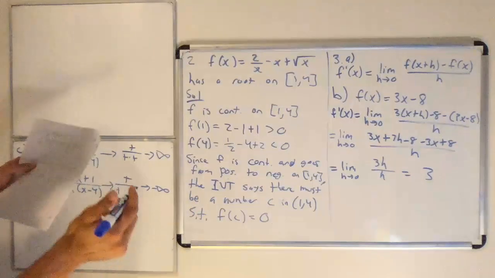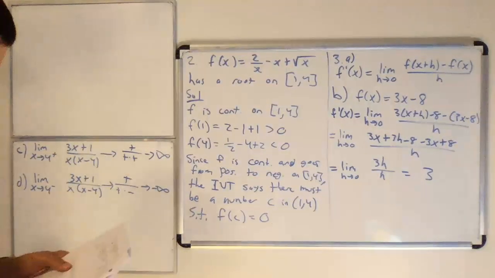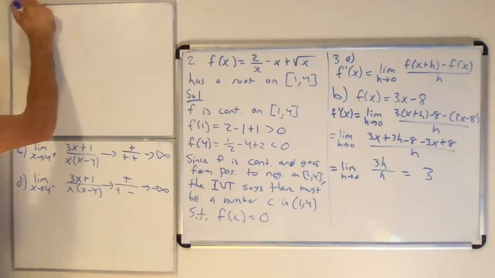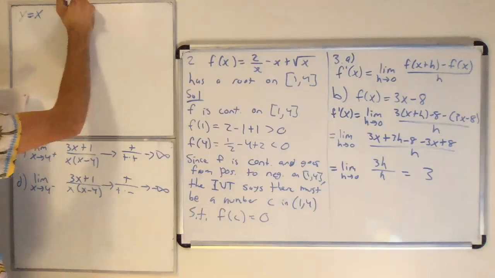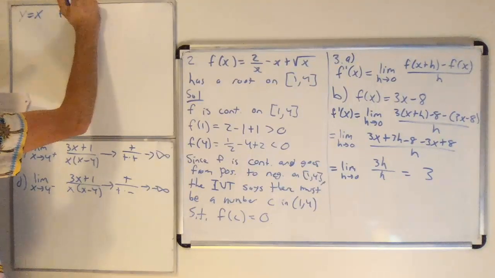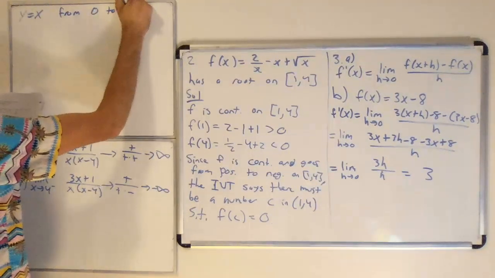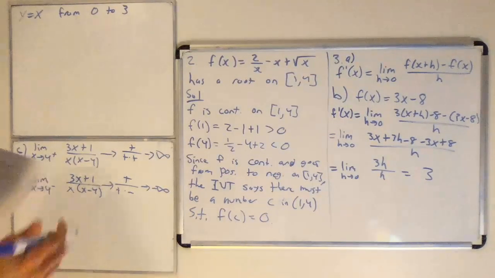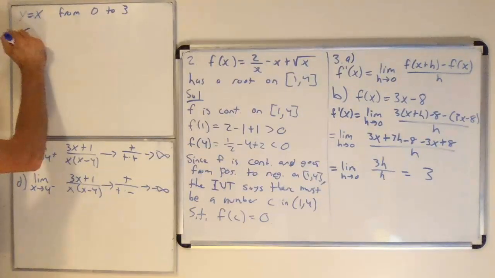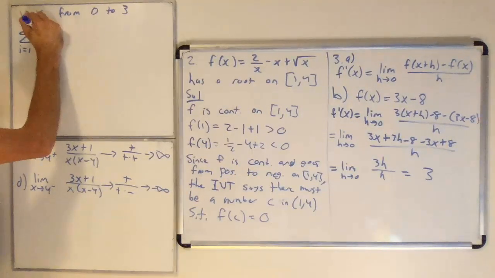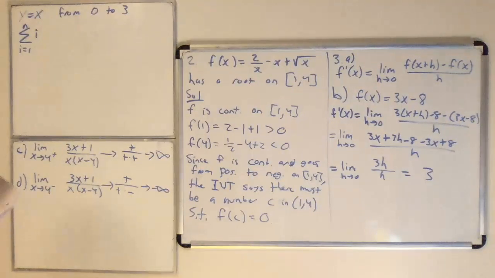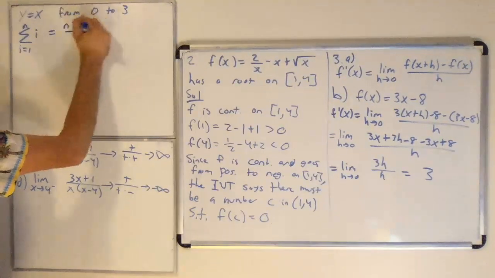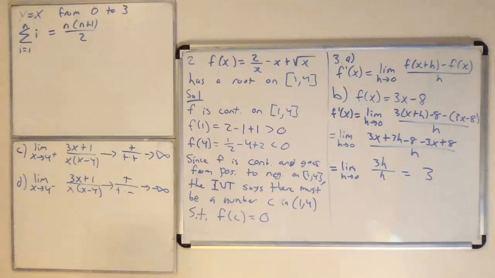Okay. So this next question is: find an expression for the area under the curve y equals x on the interval 0 to 3. We want to express this as a limit, and then we're going to use this identity: the sum of the first n integers is equal to n times n plus 1 over 2. We're going to use this identity to evaluate the limit.